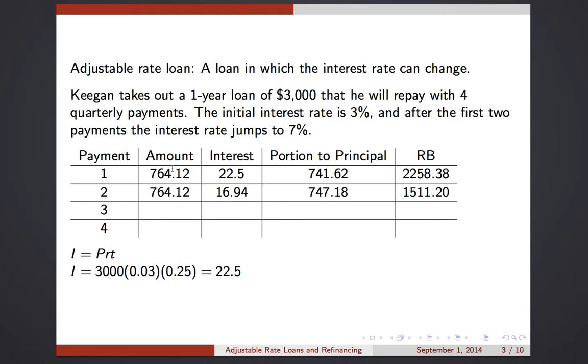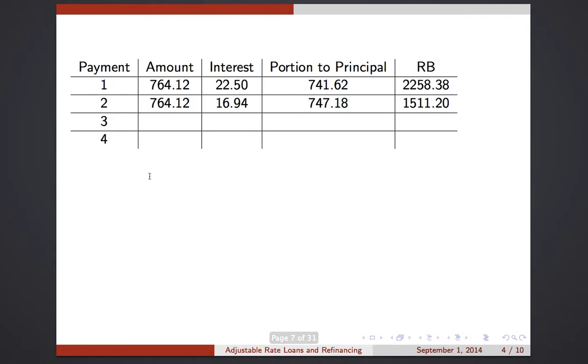And then with that 764.12, you take 3% of it for a quarter of a year, so 0.25 of a year, and the principal is 3 grand, and the interest amount you get is $22.50. Etc. The rest of this table construction goes for the first 2 rows just like you've done before. So then what happens? Well, after the second payment, when you owe $1,511.20, the interest rate jumps to 7%.